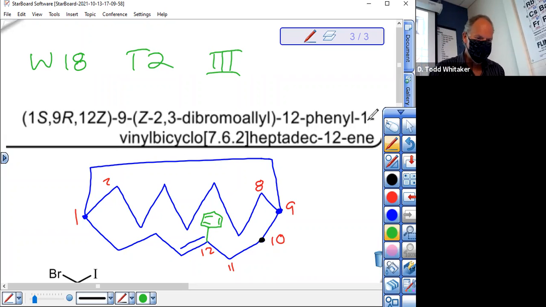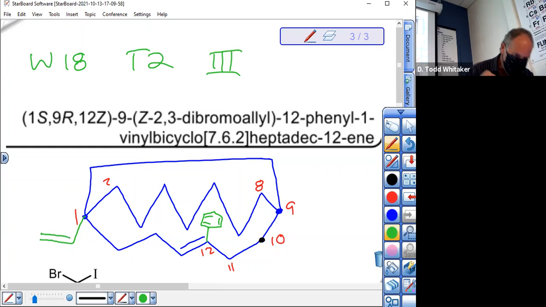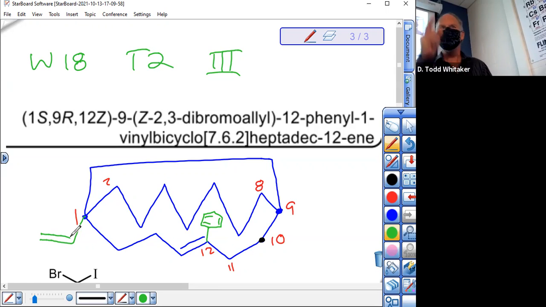All right. Now on vinyl right here. How do you draw vinyl? There's 2 carbons, that's a good start. And a double bond between them, yeah. Nice. And then on carbon 9, we've got a very funky group. It says Z-2,3-dibromoallyl. Let's draw allyl first. How many carbons? 3.